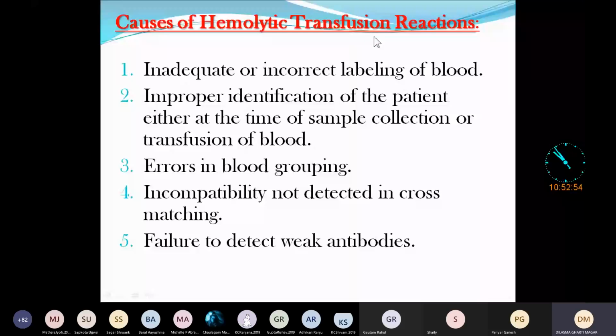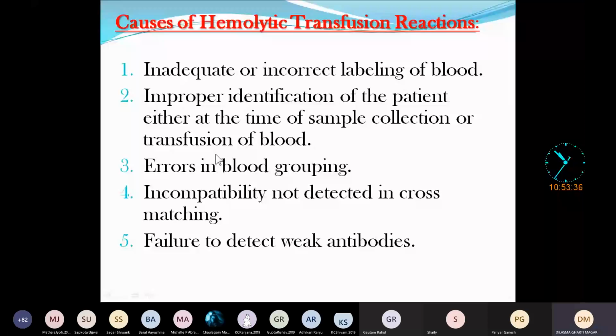So inadequate or incorrect labeling of the blood means the labeling of the blood can be a mistake also. And improper identification of the patient, either at the time of sample collection or at the time of the transfusion. So blood bank is a very sensitive place. So, and then the transfusion, one has to be very careful. Usually the patient party or the patient will come to know that, okay, I didn't have shortness of breath or I didn't have all these things, but after transfusion the patient died. Like that they will complain.